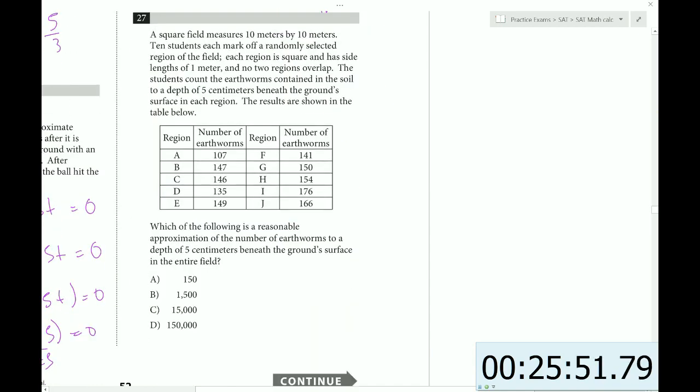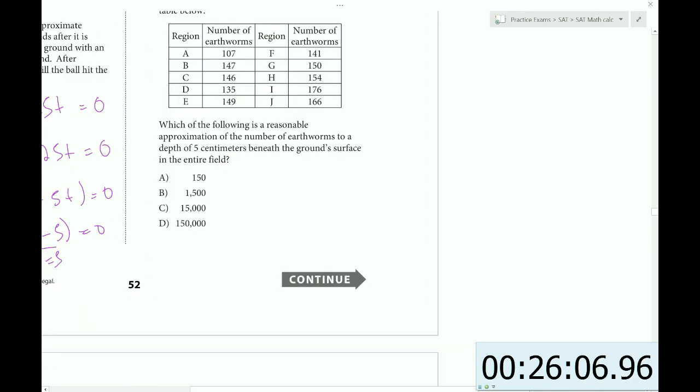A square field measures 10 by 10. 10 students each mark a randomly selected region of the field. Each region is a square and has side lengths 1 meter. No 2 regions overlap. The students count the earthworms contained in the soil to a depth of 5 centimeters beneath the ground surface. Results are shown. Which of the following is a reasonable approximation of the number of earthworms to a depth of 5 centimeters beneath the ground surface for the entire field?